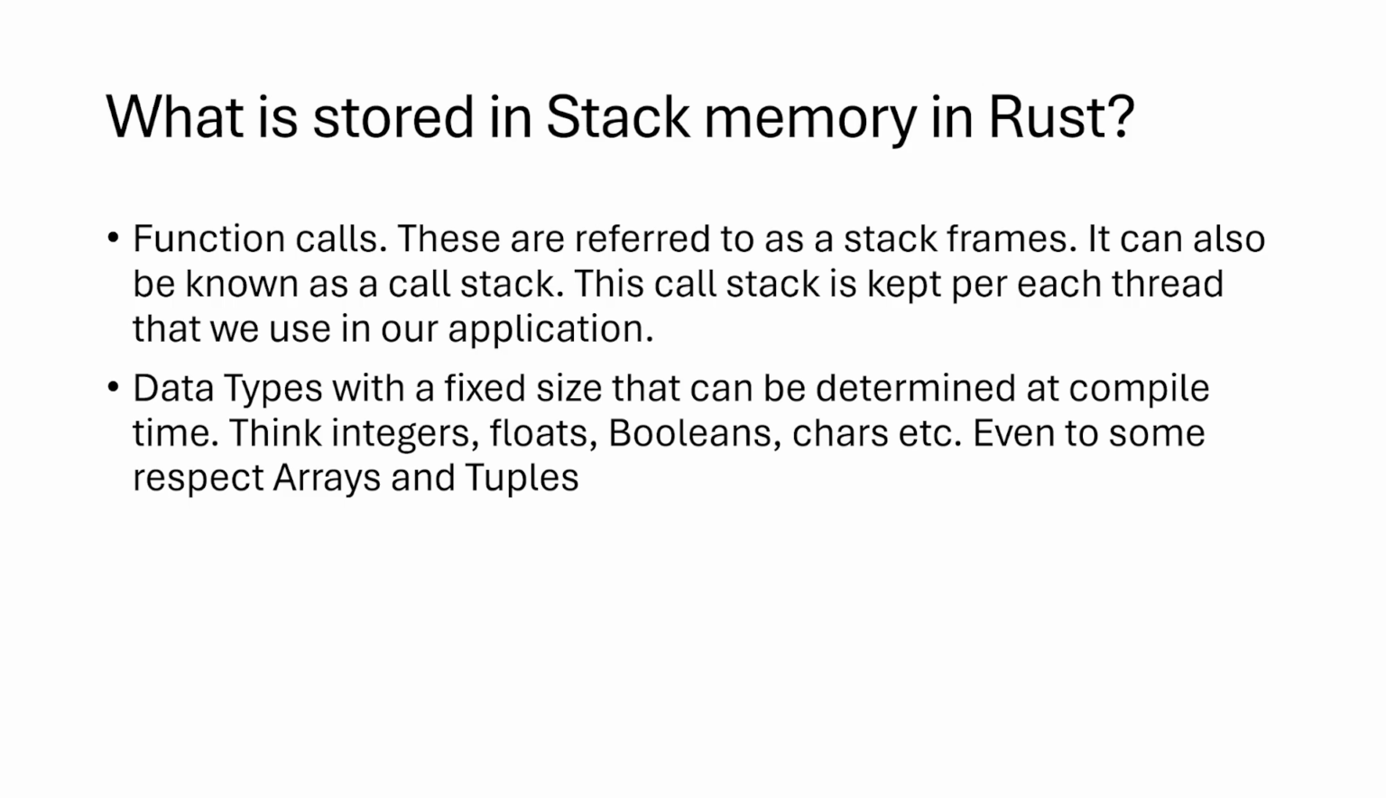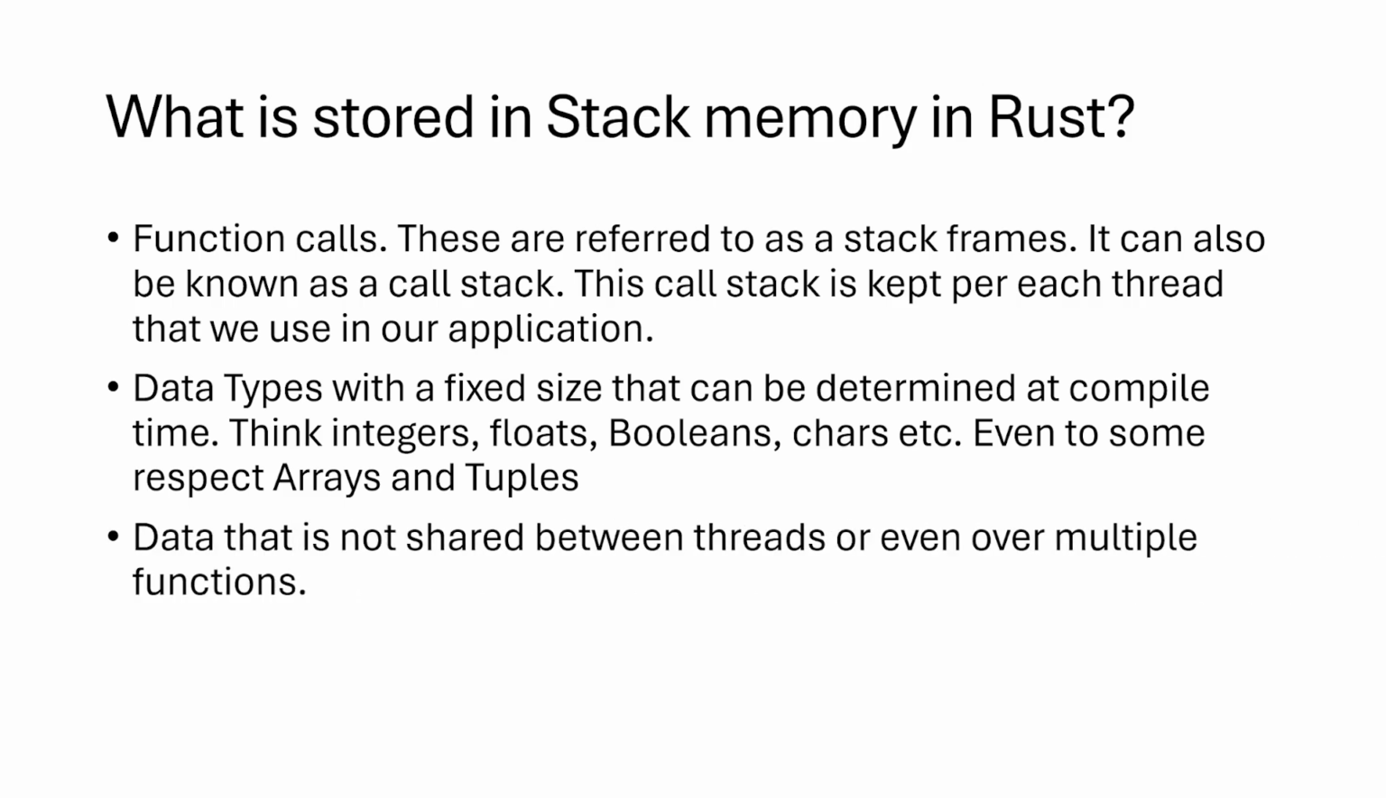Now, there are some situations where that may not be true, even for these data types. One of them could be if a variable, for whatever reason, needs to be shared between multiple threads, i.e. you're doing asynchronous programming. Again, we'll talk about that a little bit later. Or if we're sharing a variable across multiple function calls. And that's different to passing in variables as arguments.